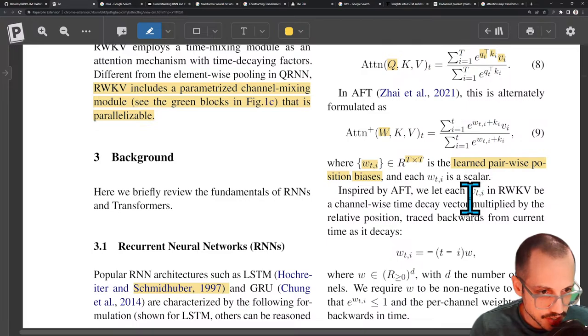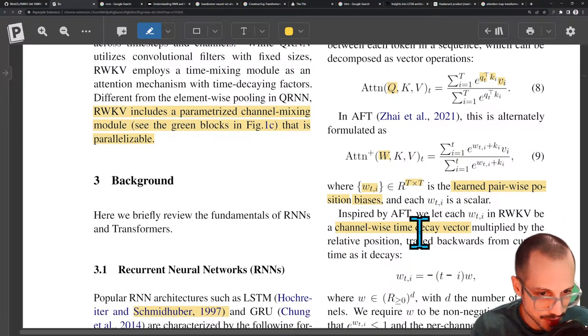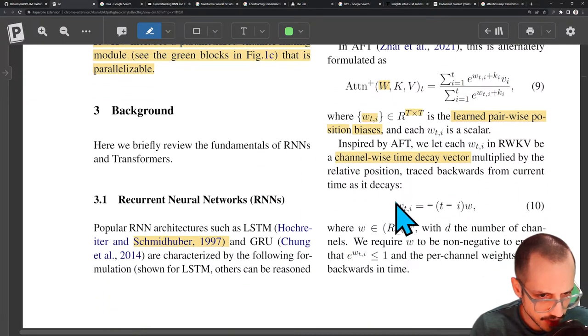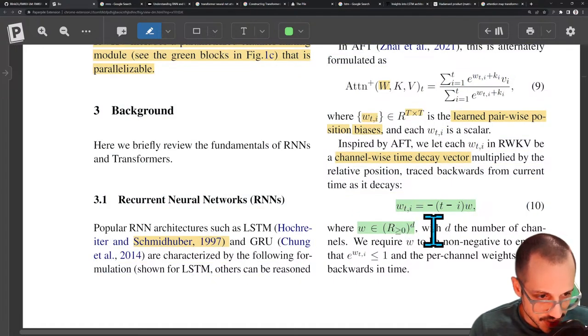Inspired by AFT, we let each w_{t,i} in RWKV be a channel-wise time decay vector. Okay. So basically, they're going to be doing what AFT did, except rather than having a learned pairwise position bias, they're going to use a channel-wise time decay vector multiplied by the relative position traced backwards from current time as it decays. So w_{t,i} equals negative (t minus i) times w. What are these? w is of dimensionality D, where D is the number of channels.